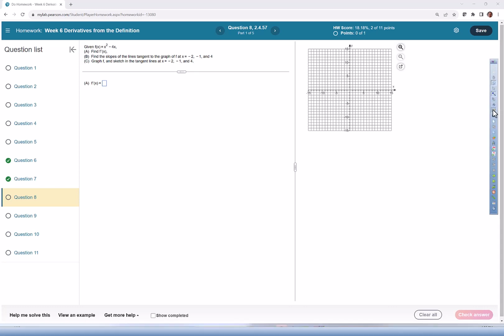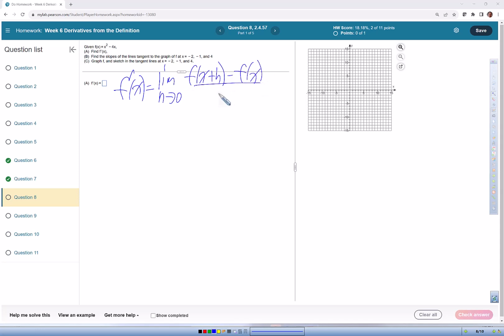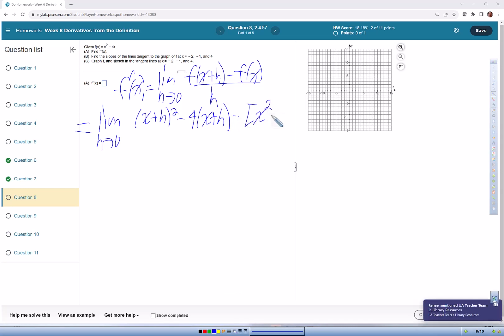So the first thing we're going to do is find the derivative. The definition of the derivative is f prime of x equals the limit as h approaches 0 of f of x plus h minus f of x all over h. So substituting in our function, the limit as h approaches 0, x plus h all squared minus 4 times x plus h minus, grouping symbol to remember to distribute the negative sign, x squared minus 4x all divided by h.